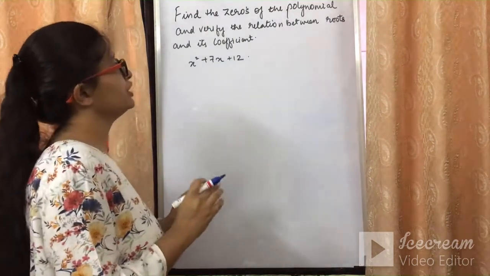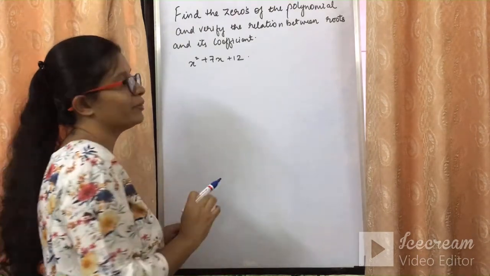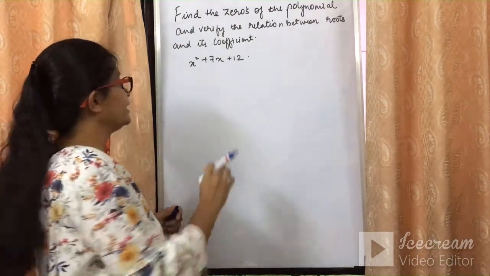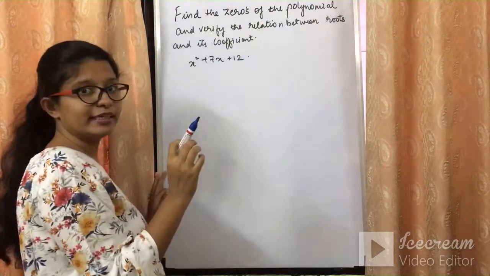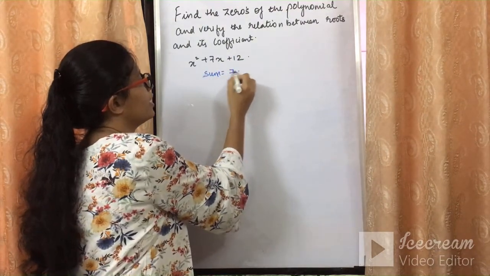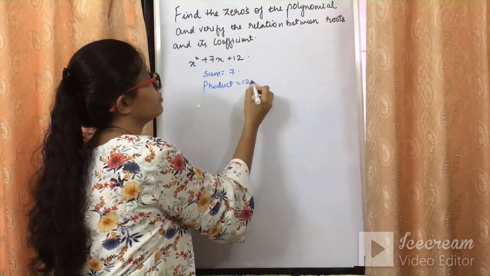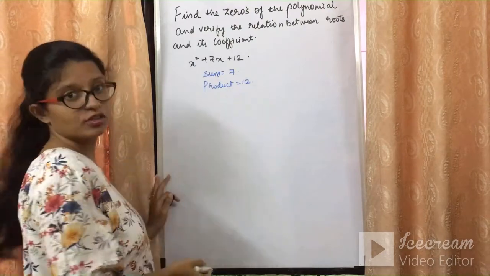What we need to do is we need to find out the roots for the polynomial. How we can find out the roots for the given polynomial? Just by splitting the middle term. So middle splitting term हम लोग कैसे करते थे? What is the sum? Sum is 7 and the product is 12. That is 12 into 1 is 12.